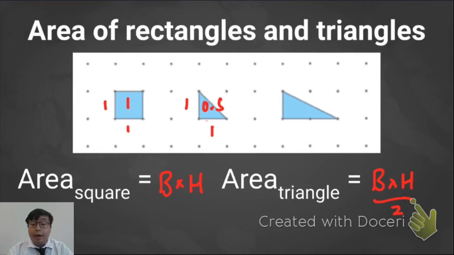Using that, let's find the area of this last triangle. I know that the base is going to be 2, and the height is going to be 1. So to get the area, I need to do 2 times 1, and then cut that in half. So 2 times 1 is going to be 2. Cut that in half. The area of that triangle is going to be 1. So using the area of these shapes, using that square, using that half triangle, and using that whole triangle, this is going to help us find the area of these weird shapes.